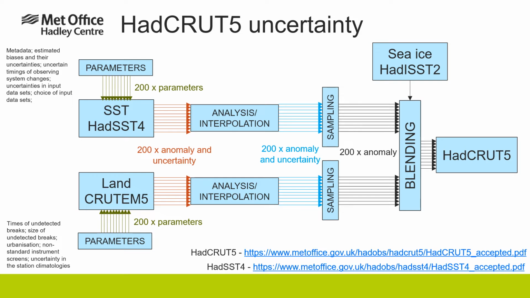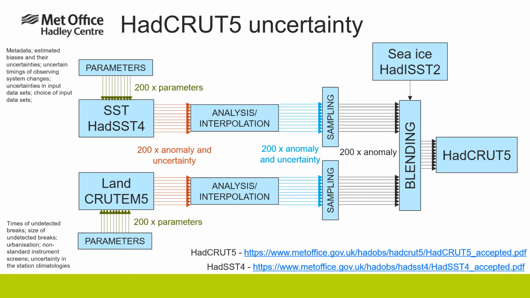Those 200 different datasets are each passed to the analysis and interpolation step. We do an interpolation of the data, and then we draw samples from that interpolation, as I showed in the previous few slides. And then we combine the sea surface temperature and the land temperatures together using some sea ice data to decide how to deal with things in high latitudes. And then we combine these and produce HAGRU-T5, 200 versions thereof. And these processes are described in a lot more detail in the papers shown at the bottom right of the screen here for the HAGRU-T5 and HAD-SST4 datasets.